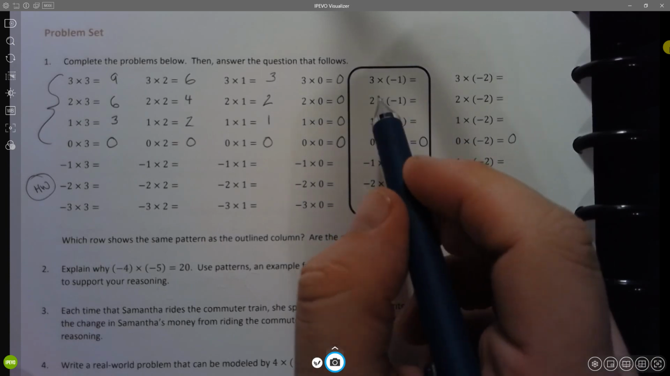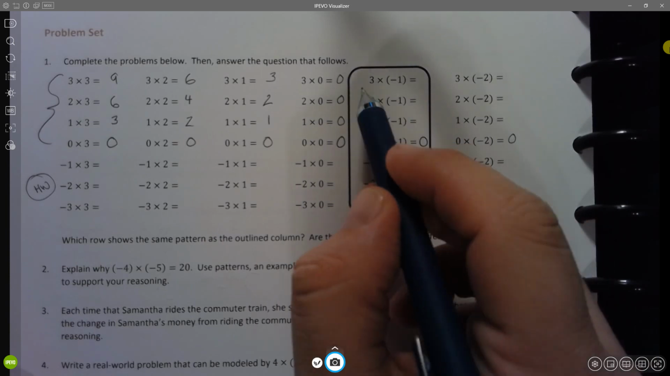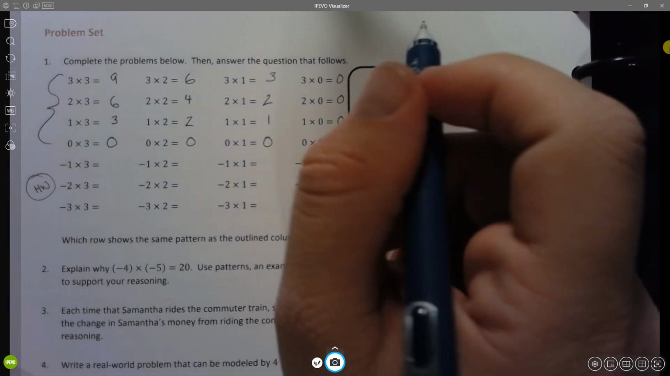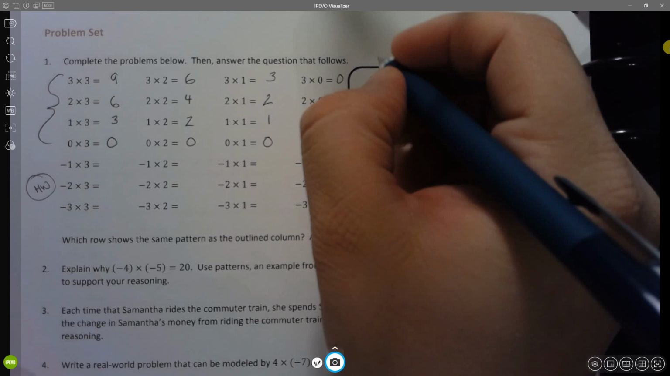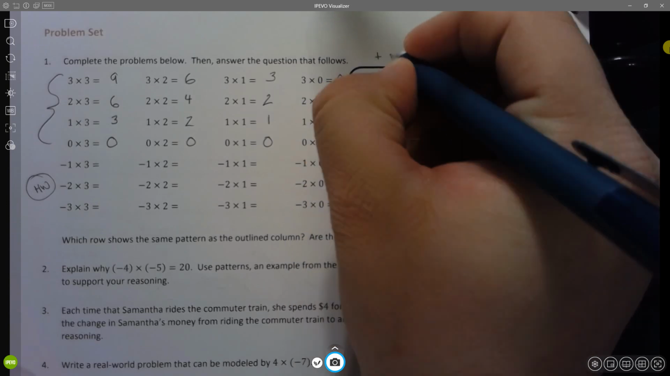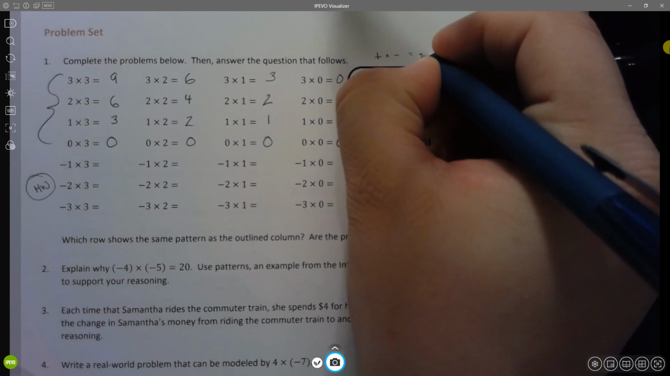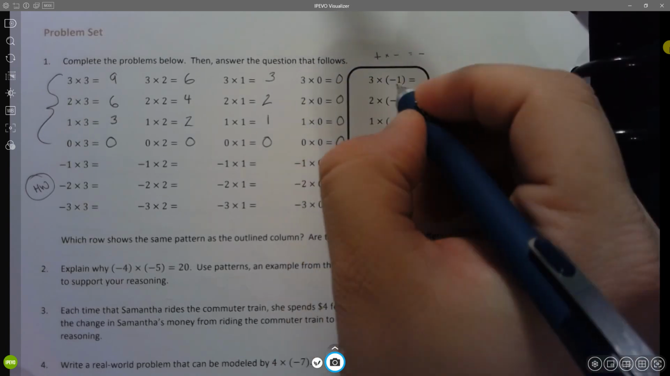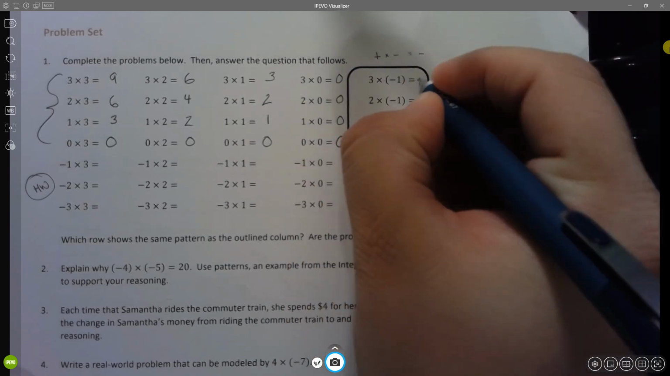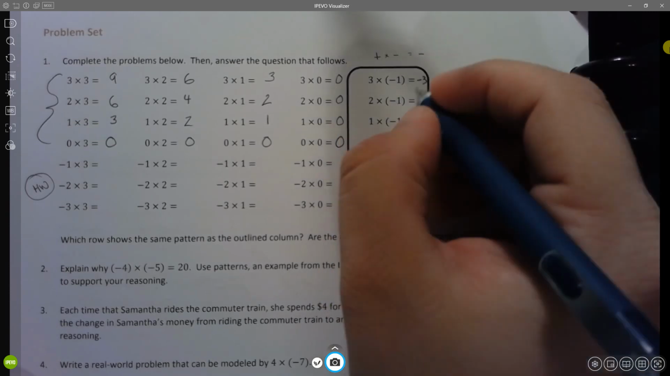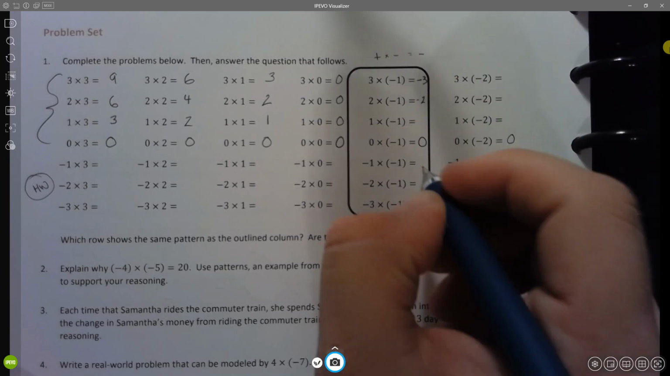Oh no, Mr. Hale. We're back to having positive and negative numbers. Well, I'm glad you sat there and said that. Remember, positive times negative gives us a negative. So 3 times a negative 1 would be a negative 3. 2 times a negative 1 would give me a negative 2.